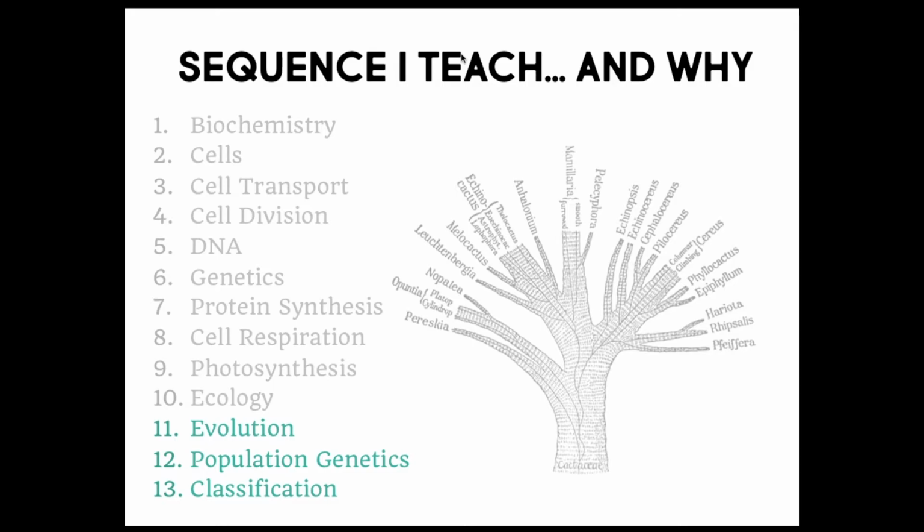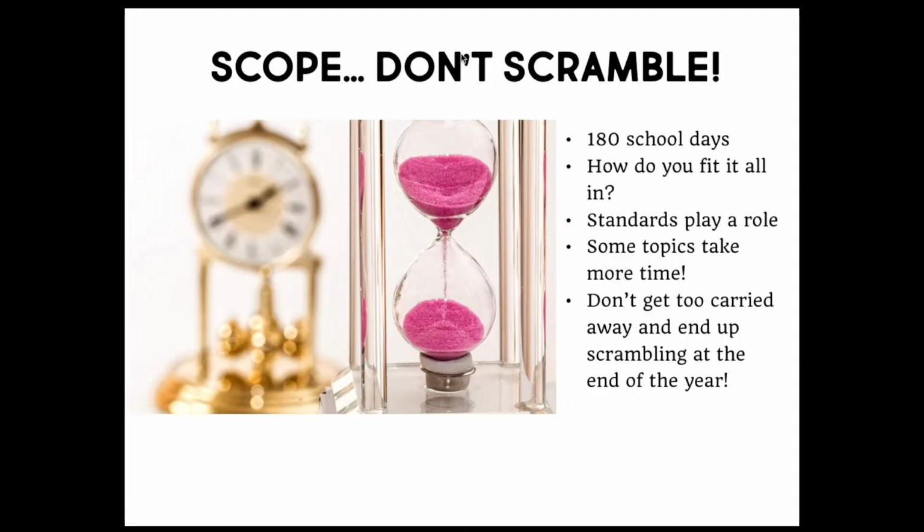Evolution, population genetics, and classification, those are a nice way to end the school year. It's all about biological relationships and unity. And so we save that for last. And they have to have a solid grasp on environment and ecology and genetics and DNA before we get into evolution and classification. So it's a nice way to end the year.